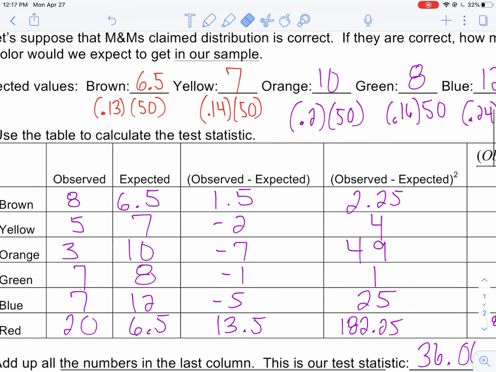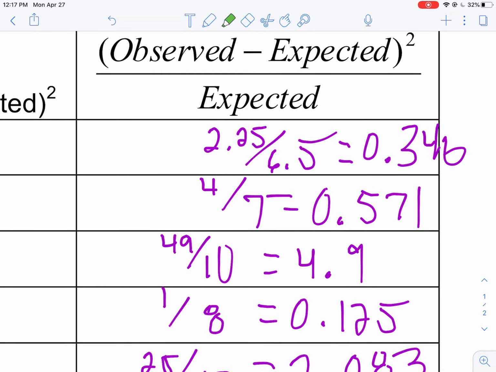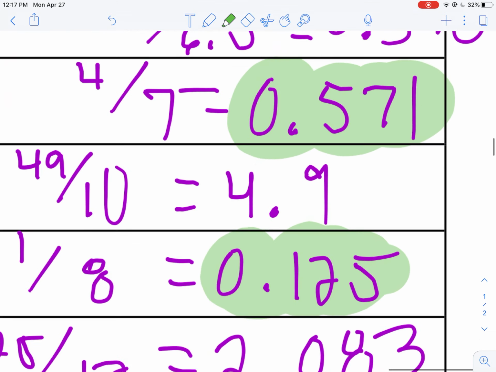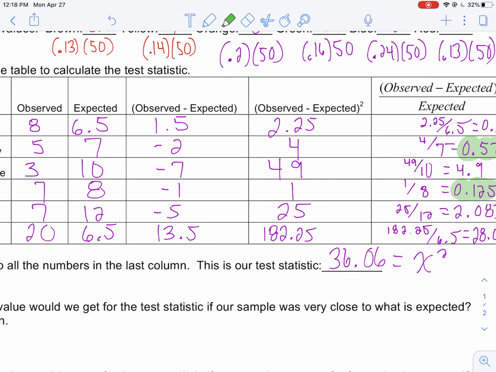Whereas for these colors here of like yellow and green that really weren't far off from what we expected, we ended up with some pretty low chi-square values here, like, less than 1. So that's what you'd expect to see. If you're getting something that's really far off from what you expect, you'd get a really high chi-square statistic. If it's not that far off, then you're not going to get a very high one. So that's how you arrive at your chi-square statistic.